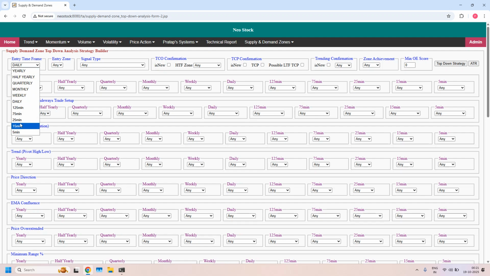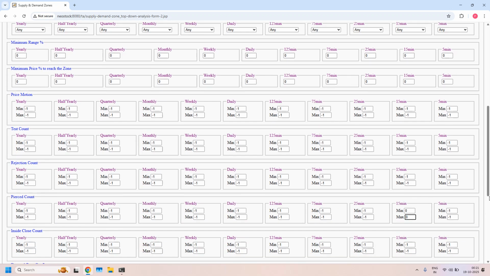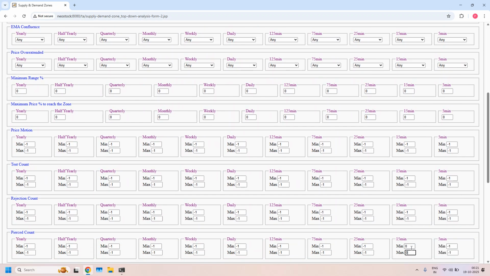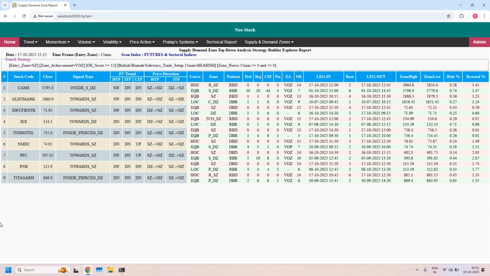Entry time frame is 15 minutes. Entry zone, supply zone, bullish or bearish at 15 minutes. I am selecting bearish. Zone achievement, violated opposing zone. Minimum odd-hands score 12. And the 15-minute supply zone should not be pierced. So in the pierced count at 15-minute time frame, minimum value I am setting 0, maximum value 0. With these filters, we got 9 stocks supporting bearish trade setup for daily income trade.